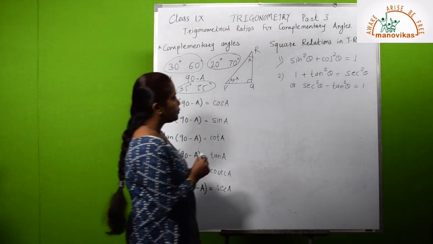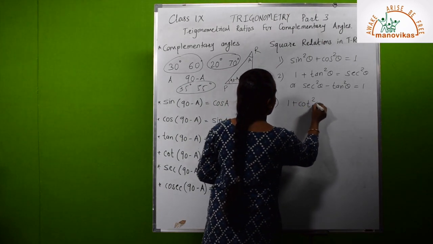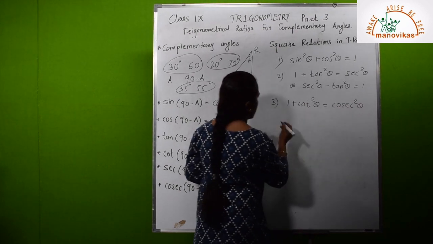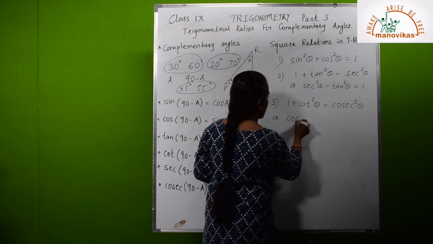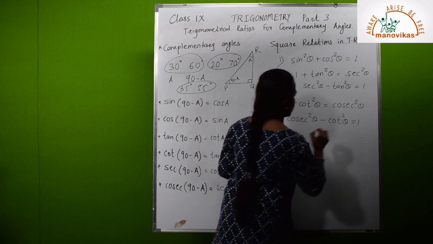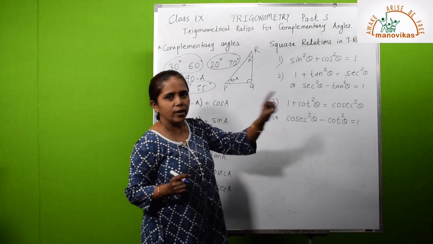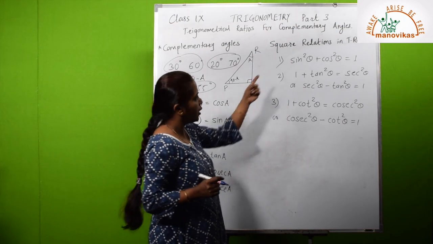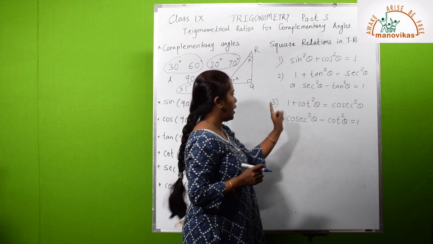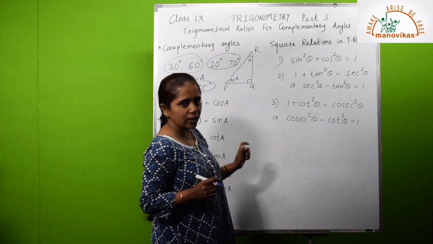And third, 1 plus cot square theta is equal to cosec square theta, or this we can write as cosec square theta minus cot square theta is equal to 1. These are the three square relations for the trigonometrical ratios. First for sin and cos, second for tan and sec, and third for cot and cosec. Understood? These are the square relations.